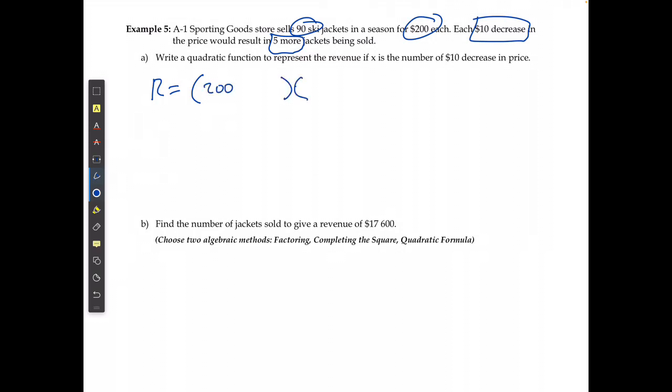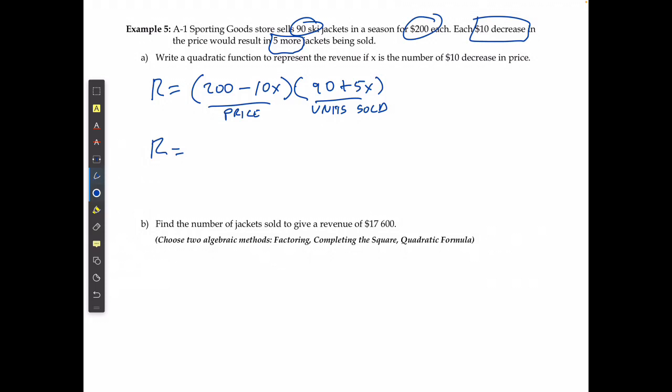And last but not least, if we put this into a word problem, a sporting goods store sells 90 ski jackets in a season for $200 each. Each $10 decrease in the price would result in 5 more jackets being sold. Well, my revenue is equal to the price per unit multiplied by the number of units sold. It says that I'm going to do $10 decreases, so I'm taking away 10x from the price, and I'm going to add 5x to the number that I sell. Here's my price, and here's my units sold. And then I'm just going to put that into general form.